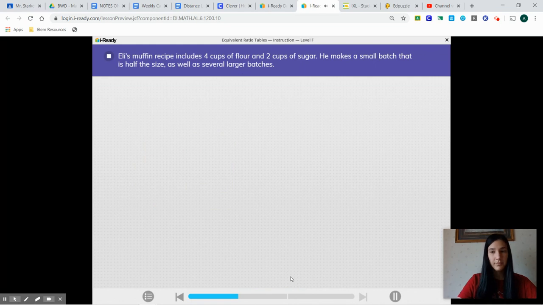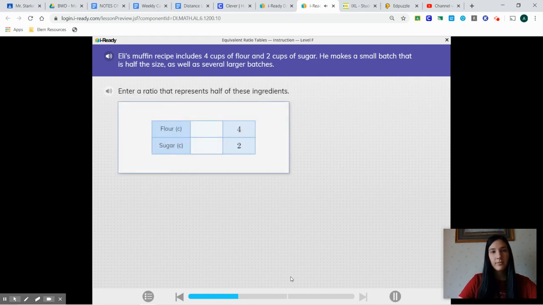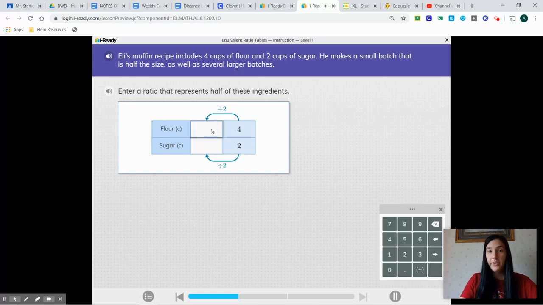Eli's muffin recipe includes 4 cups of flour and 2 cups of sugar. He makes a small batch that is half the size, as well as several larger batches. Enter a ratio that represents half of these ingredients. Okay, so we're going to simplify the recipe by cutting it in half. So 4 divided by 2 will give us 2, and 2 divided by 2 will give us 1.